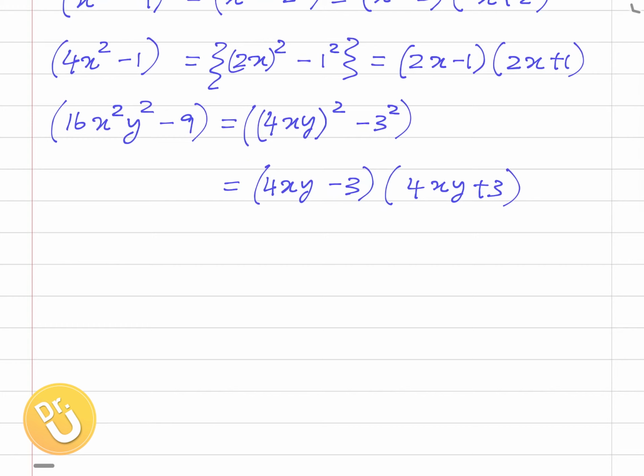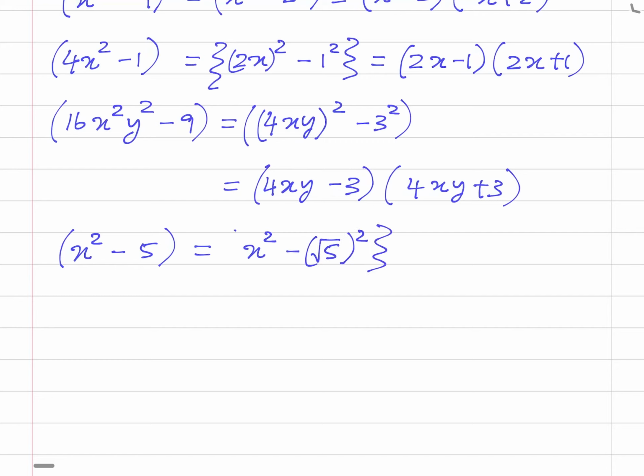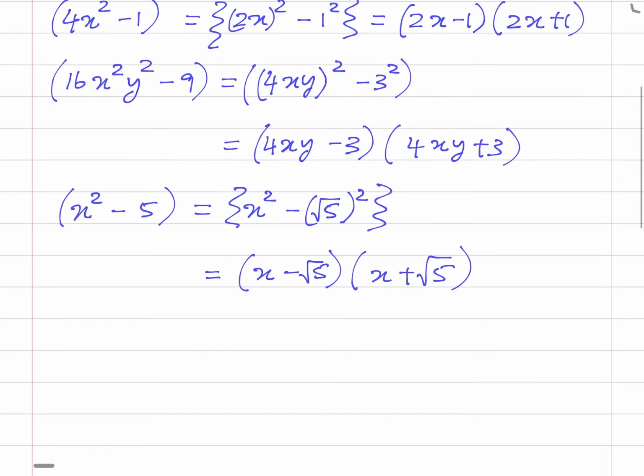Now let's talk about a question like this. If you have x squared minus 5, in this case 5 you can't make as a whole square, so what you have to do is x squared minus square root 5 to the power 2. So you make it like that. So (x minus square root 5) and then (x plus square root of 5).